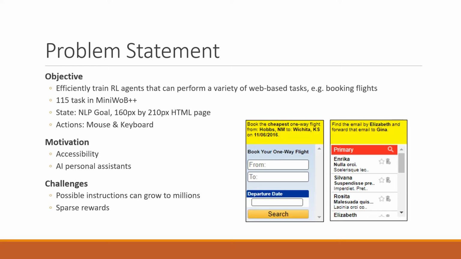This is an interesting objective because it leads to many practical applications such as AI personal assistance or providing more accessibility to applications. It is also a challenging task as the action set is extremely large and at the same time the rewards are sparse, as the agent only receives something on successful completion of the task.